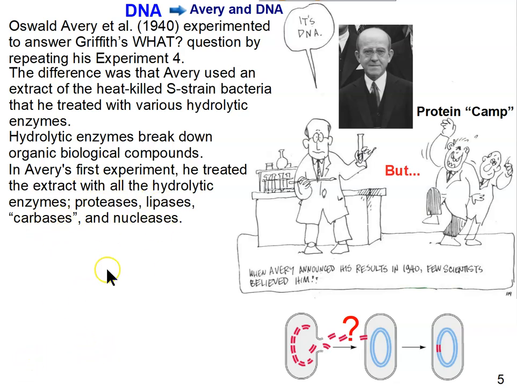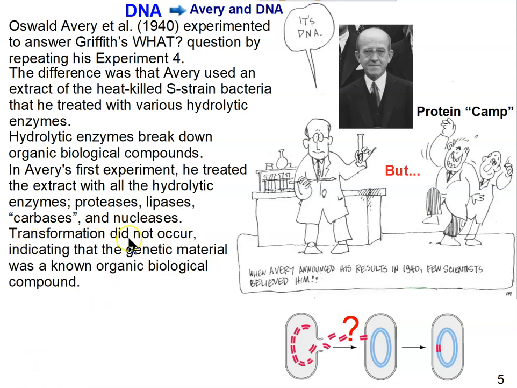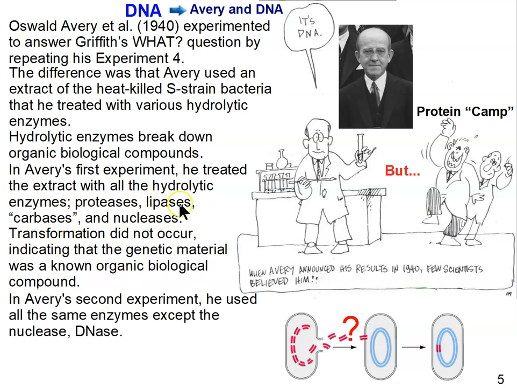So when he added all these hydrolytic enzymes to Griffith's transformation experiment, transformation did not occur. And that's no surprise, because everything that could have been the genetic material and transferred from one bacteria to another was broken down. All the proteins are broken down, the lipids are broken down, carbohydrates are broken down, and nucleic acids are broken down. So there's nothing left to transfer.